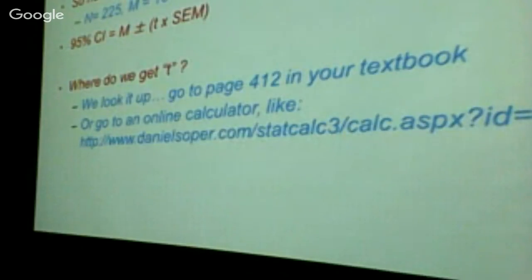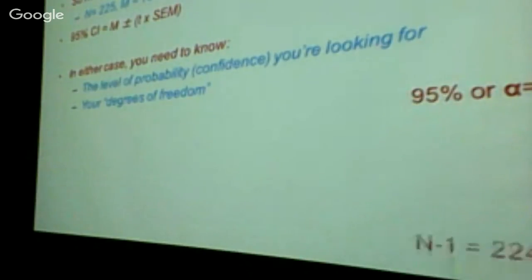Page 412 of your textbook, there's a table there. What you need to look up in the table is you need to find the level of confidence you're looking for and your degrees of freedom. This is where it comes in. So the level of confidence you're looking for is the type 1 error. Depending on how the table is set up, it's going to ask for either the alpha value, which is your type 1 error, or the confidence level. Your confidence level is 95% if your alpha is 0.05. I think your table is set up in terms of alphas. Right? So here, 95% or alpha equals 0.05.